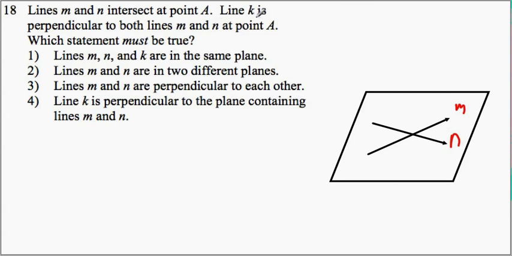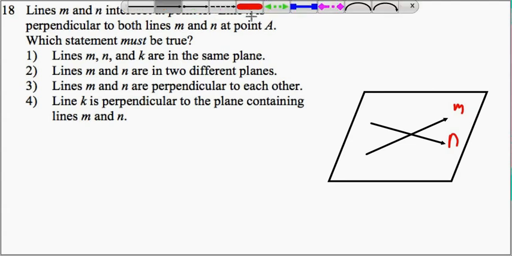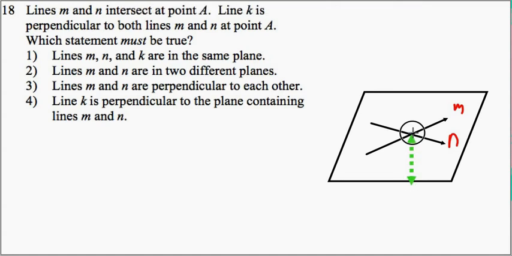Now, the line K is perpendicular to both. So let us assume that there is a line K. Let me call this one line K. Perpendicular to both, so I'm just going to put it this way.